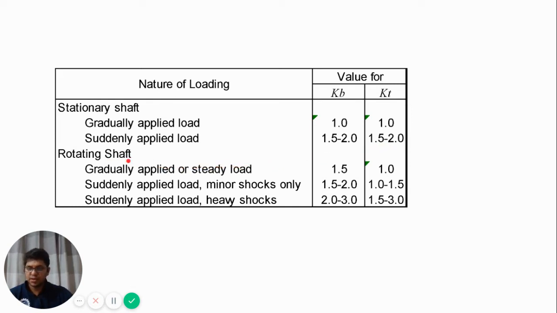Now for a rotating shaft, if the loading is gradual or steady, then there is no change in the torque. So for kt you can take 1. But due to the rotation of the shaft, even if the bending moment along a cross section is constant, still for kb you have to take 1.5, because due to the rotation the material point experiences a completely reversible stress. And for suddenly applied load with minor shocks, and suddenly applied load with heavy shock, you can take all these values.